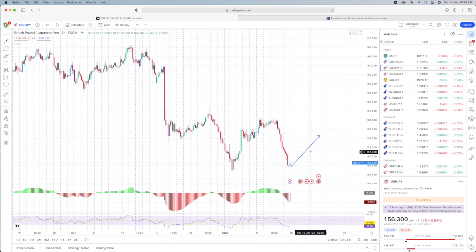So we have to see how this moves. If it is corrective or if it is impulsive, then we could expect another move down before it goes up. So as far as I see, we can expect an up move for the early part of the week on GBPJPY.